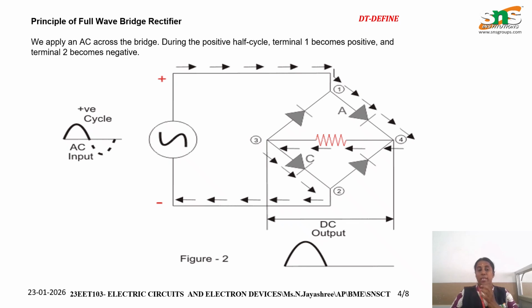Here we apply the AC signal across the circuit. During the positive cycle, terminal 1 becomes positive, so the top diodes will conduct during the positive half cycle. And terminal 2 becomes negative during that time. This is the principle of the full wave bridge rectifier.